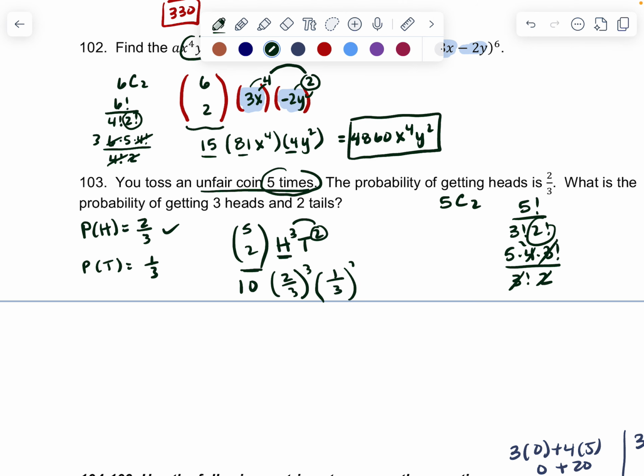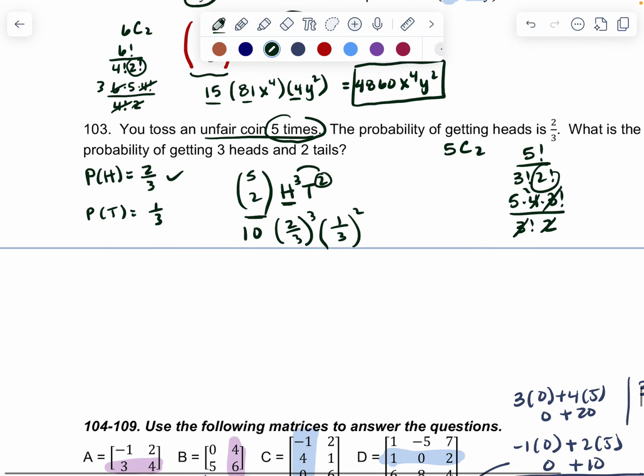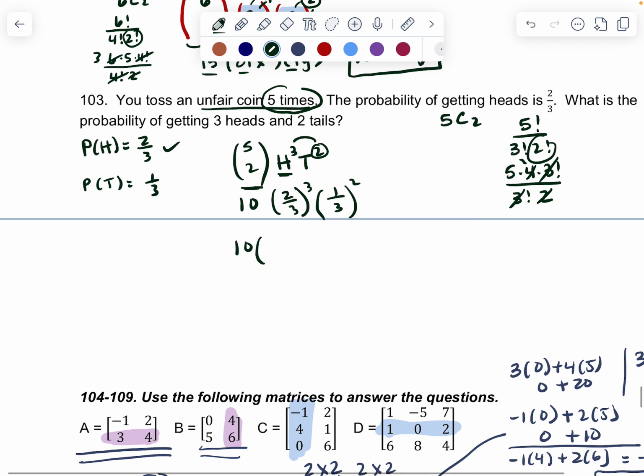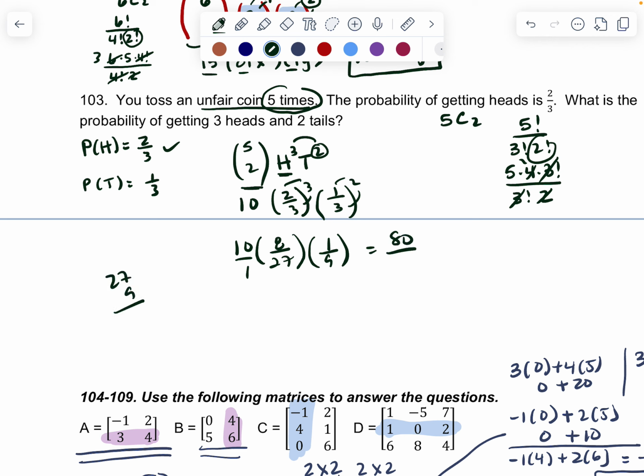Now you guys, on this, we are going to let you use your calculator, so you're going to have to figure out what it is. So this is 10 times, okay, 2 to the 3rd is 8, 3 to the 3rd is 27, and then 1 squared is 1, 3 squared is 9. And multiplying the tops there, you're going to get 80 over, let's see, 27 times 9, that's 243. And you guys, if the answer is given as a decimal, just divide it out. Go 80 divided by 243 on your calculator, and that's what it'll be.